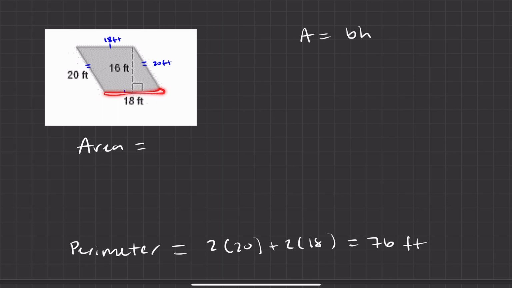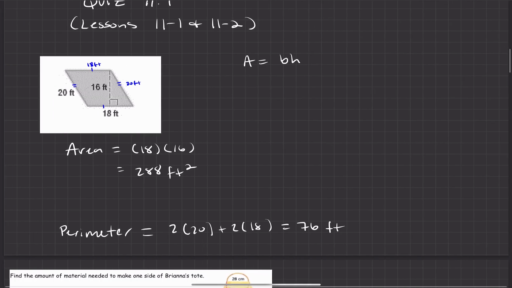You want to figure out which segment is perpendicular to another segment. So 18 and 16 are perpendicular to each other, so I write 18 times 16. So 18 times 16 is 288 feet squared. Okay, so those are your two answers.